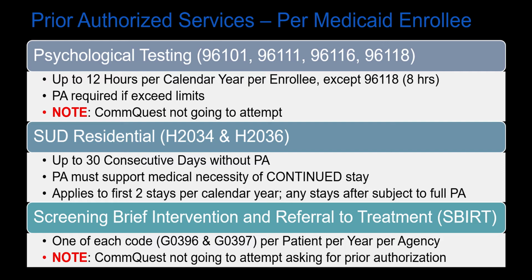It also has to do with the number of residential stays within a calendar year. This rule applies for the first 2. Any stays after that are going to always require prior authorization. So let's say, for example, somebody goes to Wilson Hall in January, they leave in February, they come back in April, they leave in June, and then want to come back in November. That third time, you don't get the first 30 days automatically. The third time, you must get prior authorization. So again, it's a new way of doing business for us.